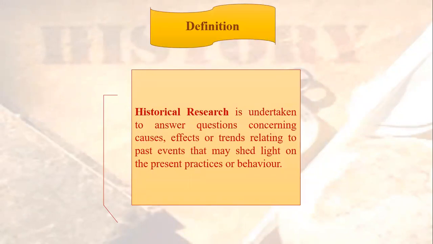Historical research is undertaken to answer questions concerning causes, facts, or trends relating to past events. Everything which happened in the past comes under the shadow of historical research. The cause and effect, like the Egyptian history, cause and effect in Egyptian building, is an example of trends relating to past events that may shed light on present practices or behavior.